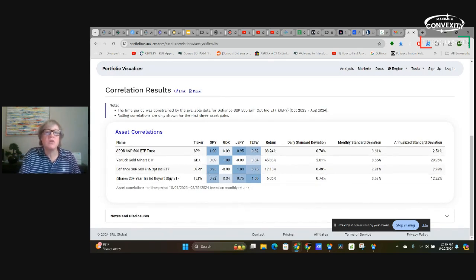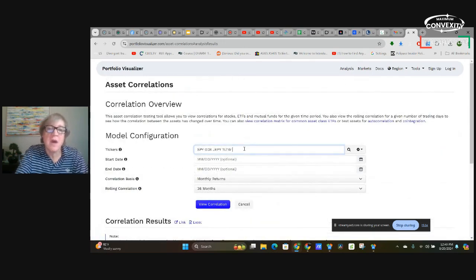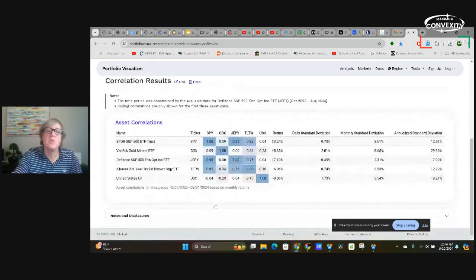What else I was going to show is TLTW. For anything that's less correlated, the lower the correlation number is, the stronger it is for diversification's sake. If we had USOY on there, it would be really high also. Let's put it back on there. Or let's put USO on there. I put USOY. That's what I put. Okay. So USO is a great diversifier also. So it just depends what you're going for.